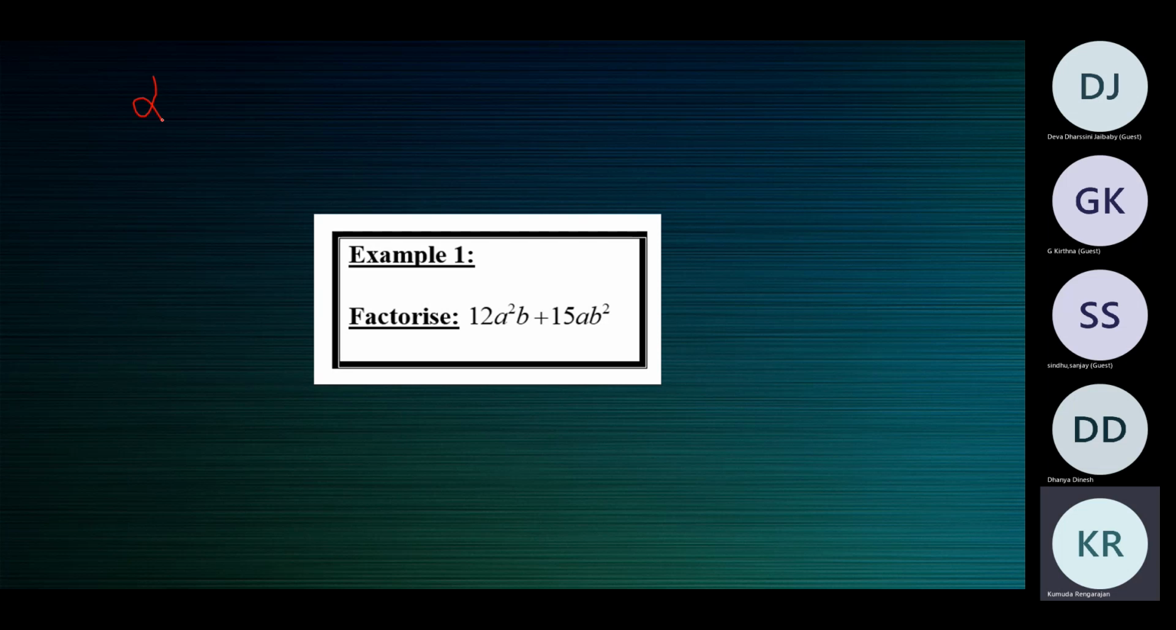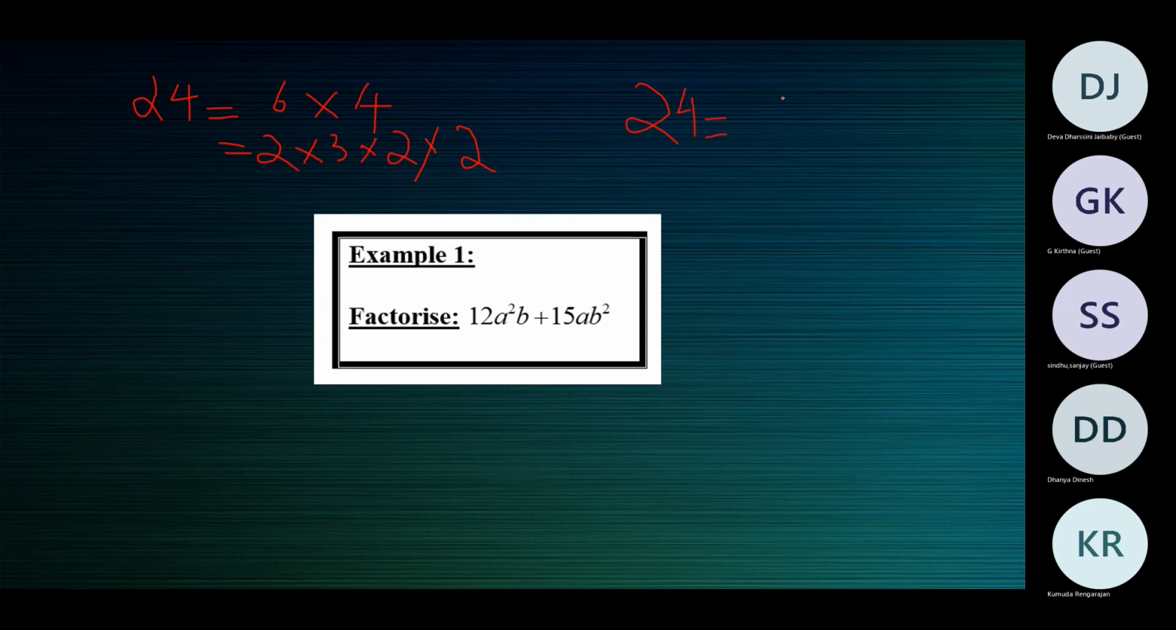Factorize 24. 24 is equal to, you can write any product, like you can write 6 fours are 24. But further, 6 can be written as 2 into 3, and 4 can be written as 2 into 2. So the prime factorization of 24 is 2 into 2 into 2 into 3, or 2 cubed into 3.